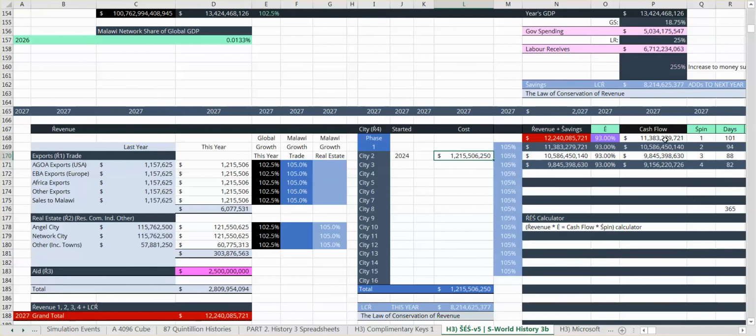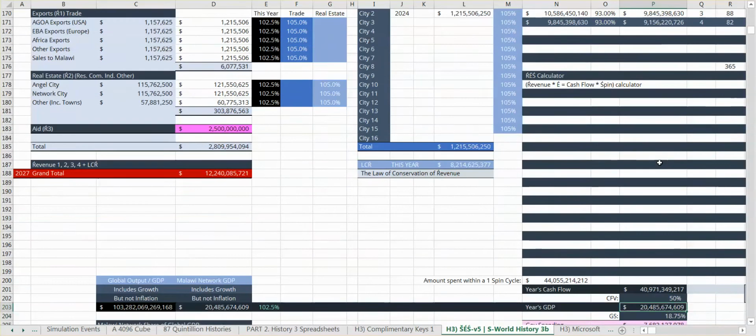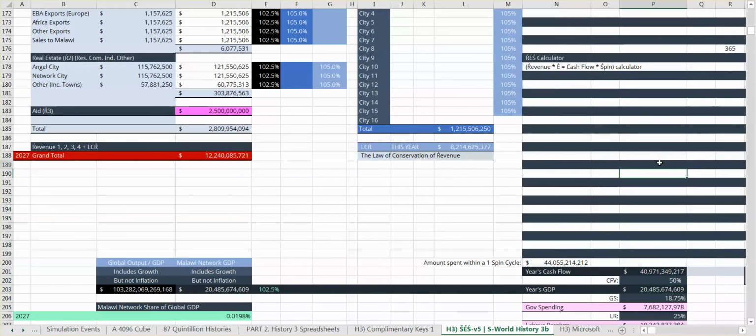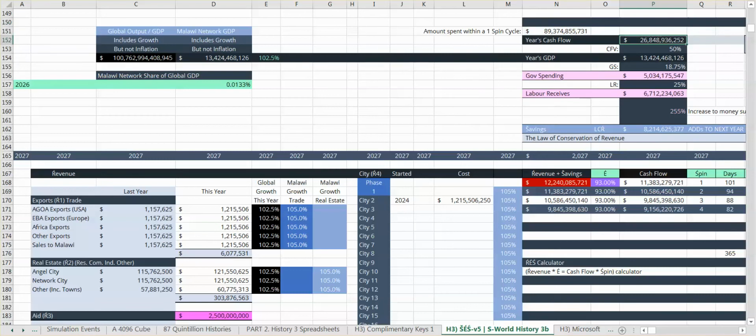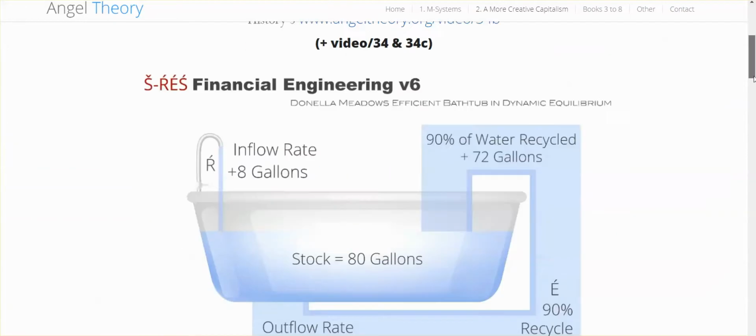And here we have 1, 2, 3, 4 sets of cash flow spending within a year. And now we go down and we see that's at $40 billion. And potentially 20 billion in GDP. Let's just, I missed one out. It's this one here that makes 26, and I'm bringing that to the front.